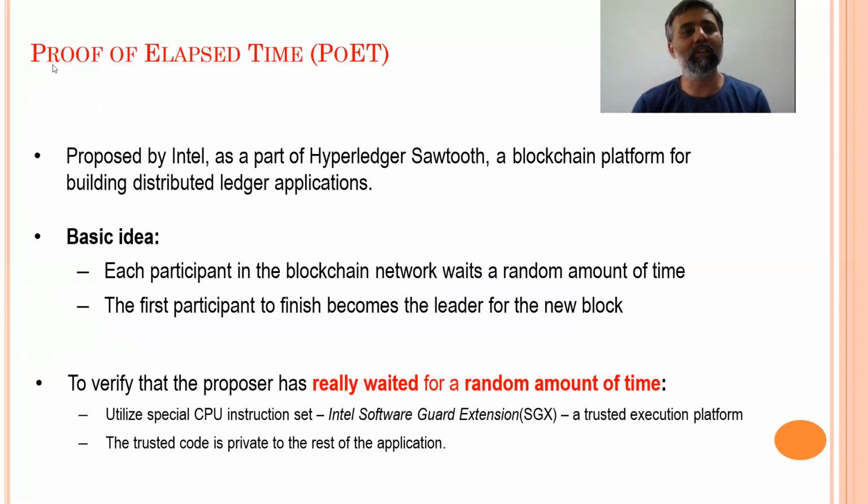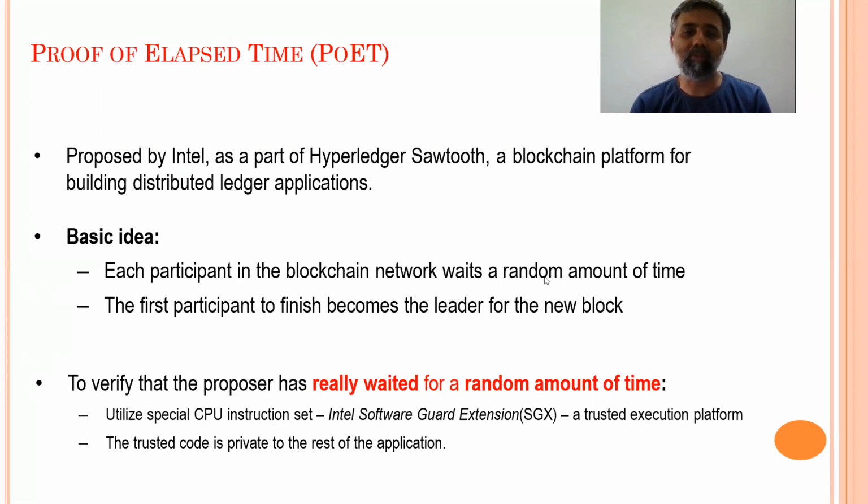The last one is proof of elapsed time, PoET. This was proposed by Intel as a part of Hyperledger Sawtooth, which is a blockchain platform for distributed ledger applications. And the basic idea here is that each participant in the blockchain network waits a random amount of time. So for mining, the miner has to wait for some random amount of time, and the first participant to finish becomes the leader for the new block.